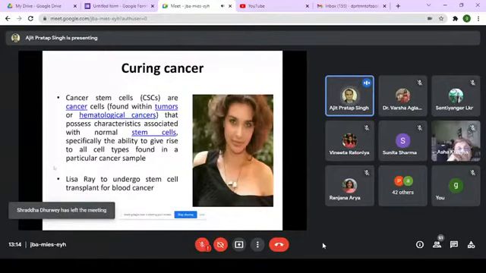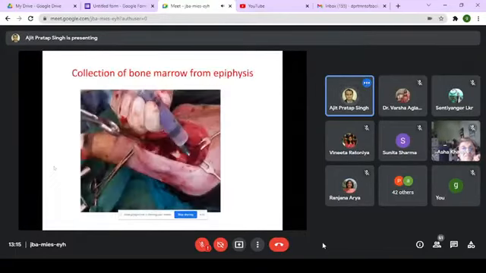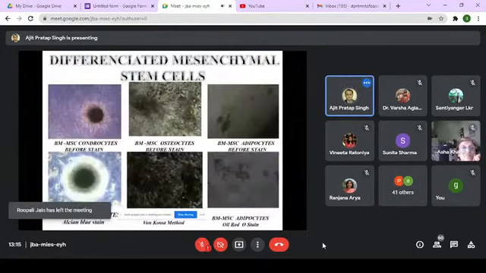What we are doing at the Animal Biotechnology Center, being veterinarians, is trying to get faster healing of fractured bone in goat, dog, and all these animals. What we did, we collected the bone marrow from the epiphysis and cultured it, and after culturing, we differentiated it into chondrocytes, osteocytes, and adipocytes for the characterization, and this is a staining. We stained it with Alcian blue, Von Kossa method, and Oil Red.